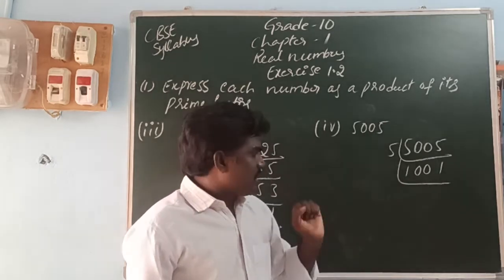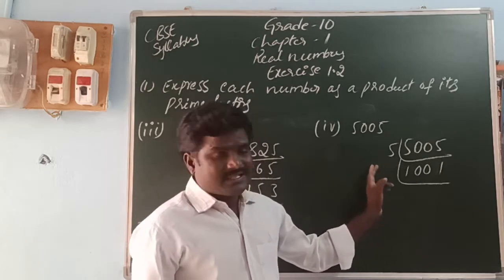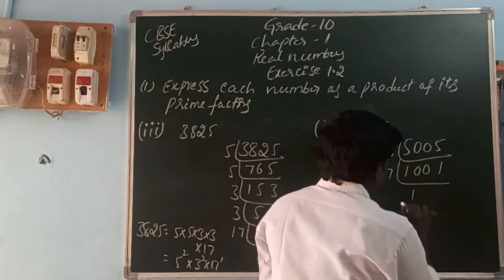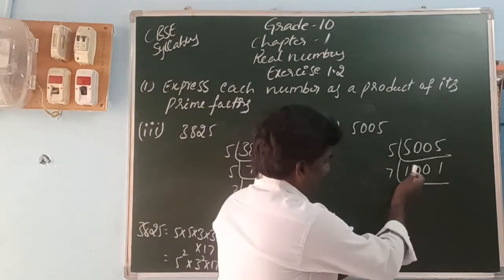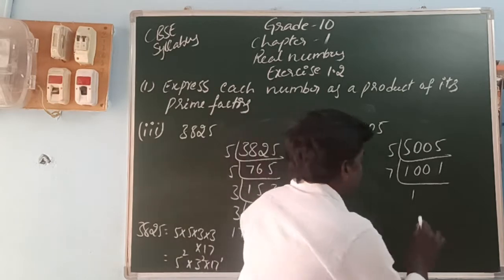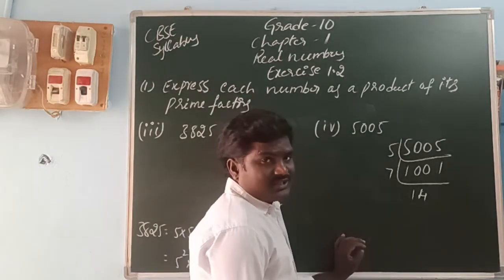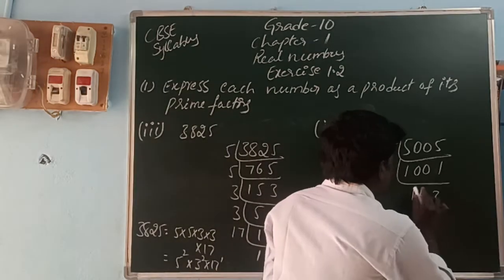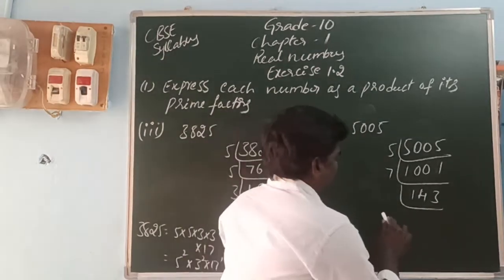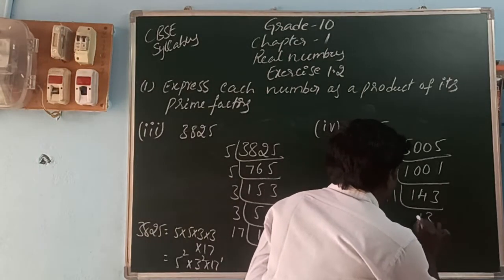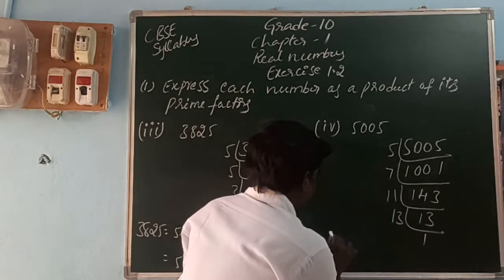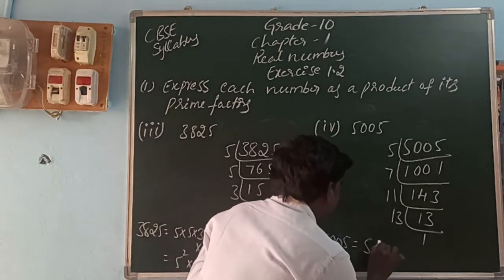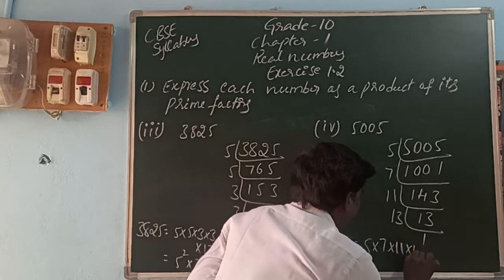Next 5, not divisible. Next 7. 7 into 1 is 7. We get remainder 3, we draw 0 to make 30. 7 fours are 28. From 30 we subtract 28 and get remainder 2. We draw 1, 7 threes are 21. Next 11, 11 into 1 is 11. Next 13 into 1 is 13. So 5005 we can write as a product of prime factors, that is 5 into 7 into 11 into 13.